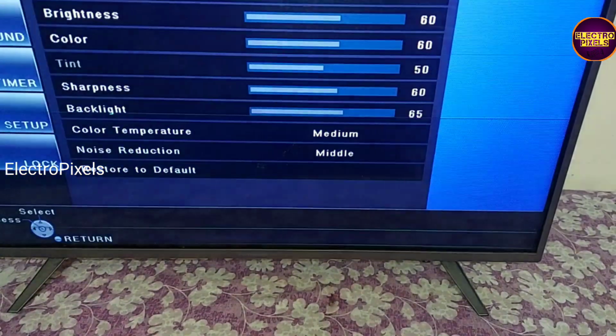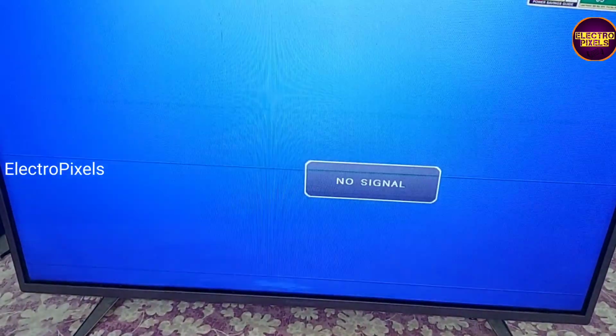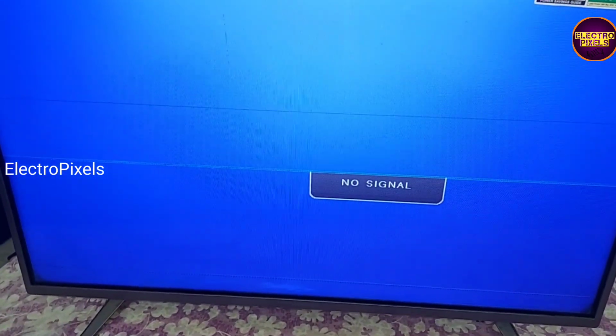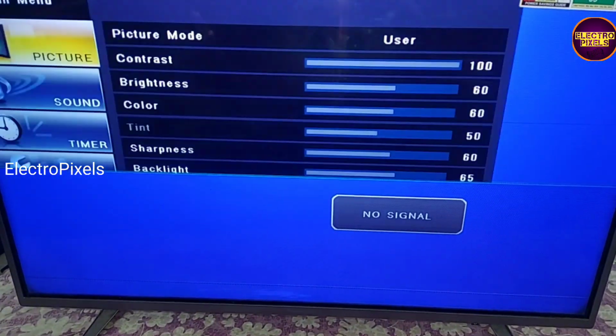Hi friends, it's a 32 inch Panasonic LED TV. Here in this TV, the complaint is that half portion of the picture is showing picture freezing issue along with horizontal lines on the display.